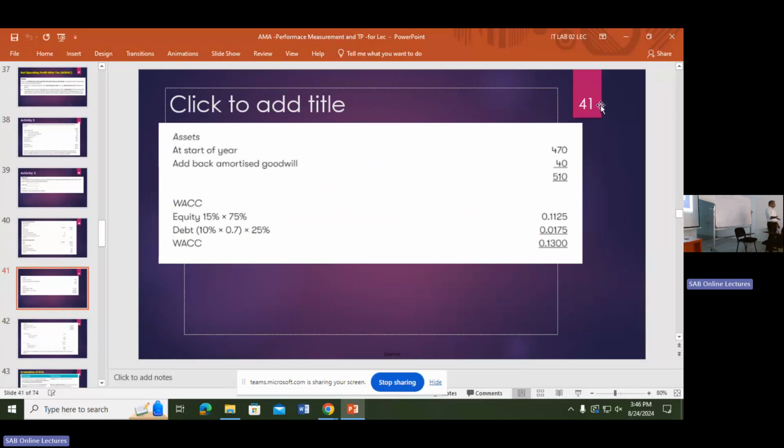0.75 and 0.25, that's the weight, right? How much equity, how much debt? Three out of four, one out of four, right?